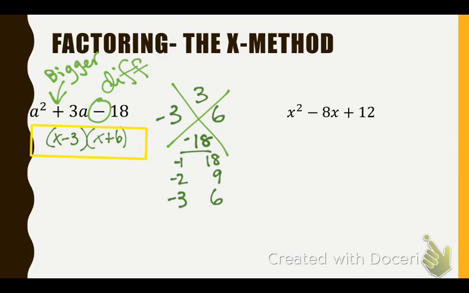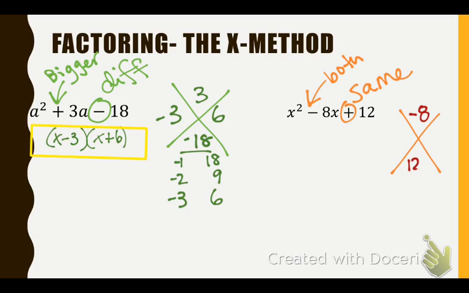Whatever. Alright, this second problem, x squared minus 8x plus 12. Are we going to have same or different signs? Same sign. And they're both going to be negative. Alright, what goes in the top of the x? Negative 8, and then the bottom? 12. What's the first factor of 12? 1 times 12. Negative 1, negative 12. Negative 2, negative 6. Negative 3, negative 4. Are there any others? No, because we'd start over.